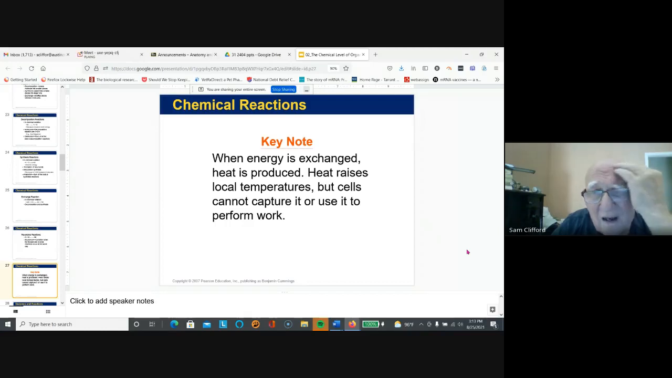Okay. When energy is exchanged, heat can be produced. Heat is wasted. Well, it's not wasted because it keeps your body at 37 degrees centigrade.